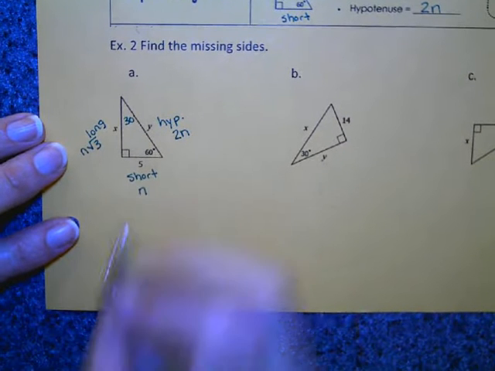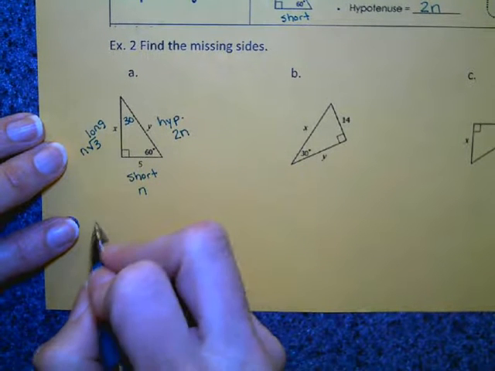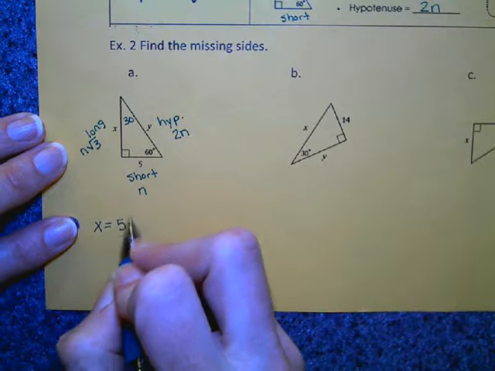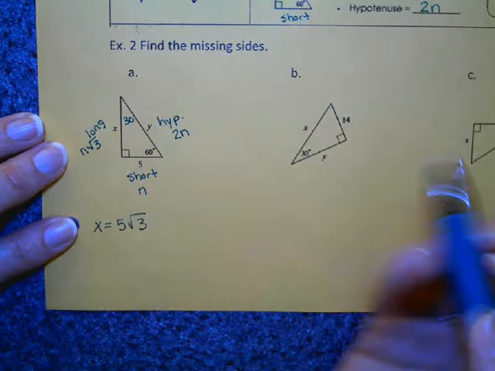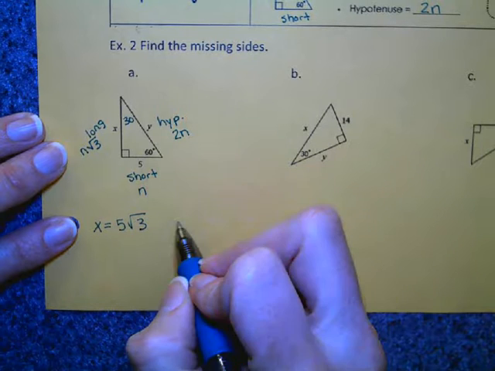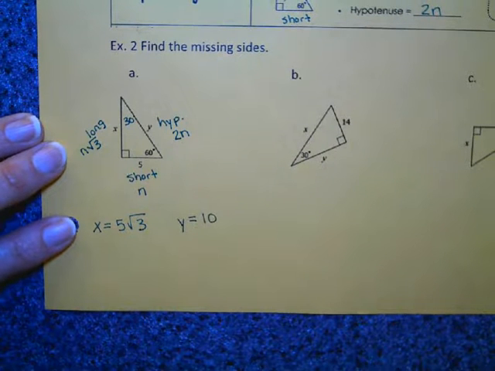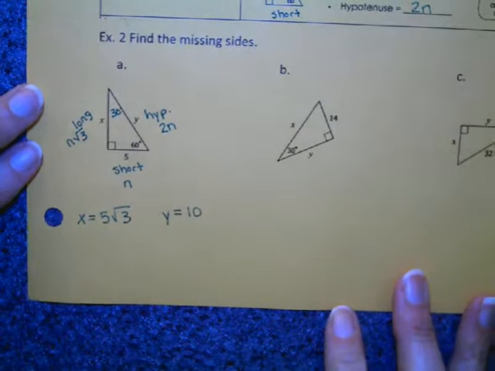So if the short side is 5, the x would equal 5 square root of 3. And again, if the n, or the short side, is 5, the y equals twice that. So 2 times 5 is 10.